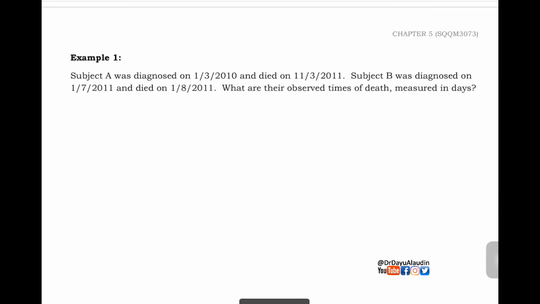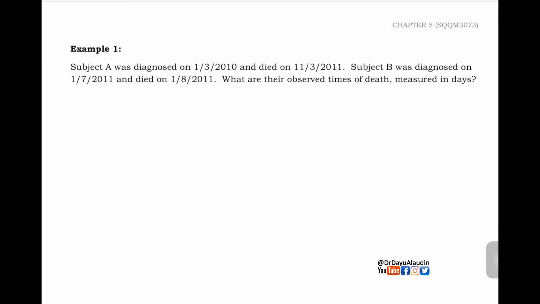Example 1: how to measure the observation times of death. Subject A was diagnosed on 1st March 2010 and died on 11 March 2011.